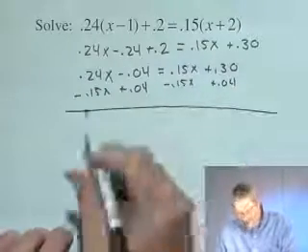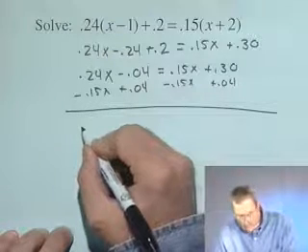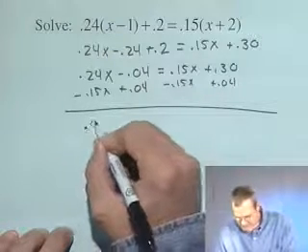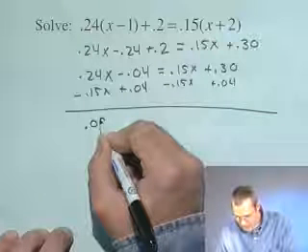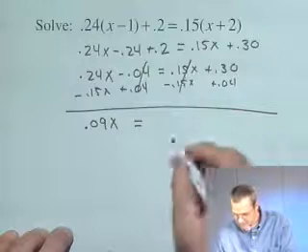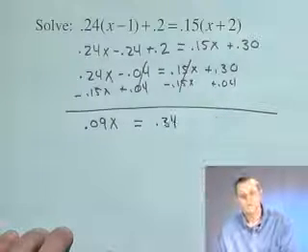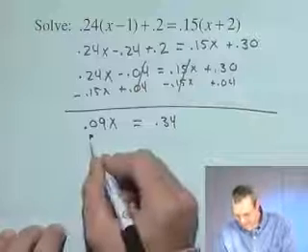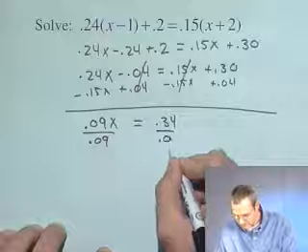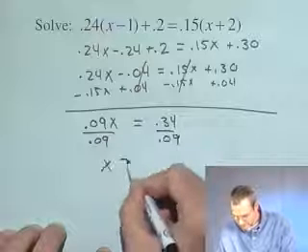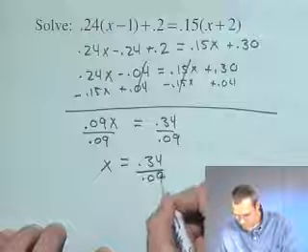Okay. 0.24x minus 0.15x is a positive 0.09x. These cancel, and we get 0.34 on the right. Now we're ready to solve. Divide both sides by 0.09. And we get x equals 0.34 over 0.09.